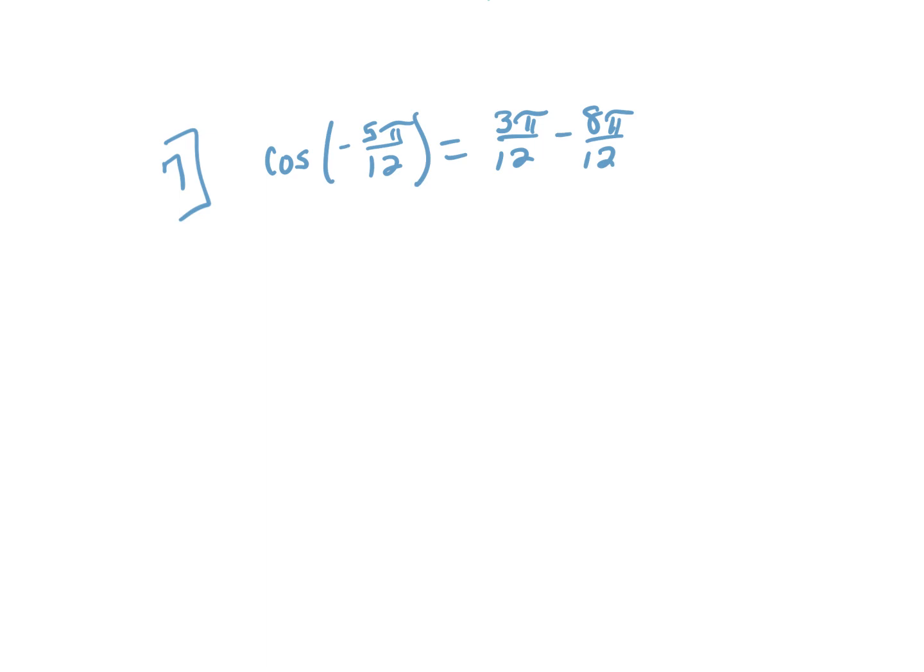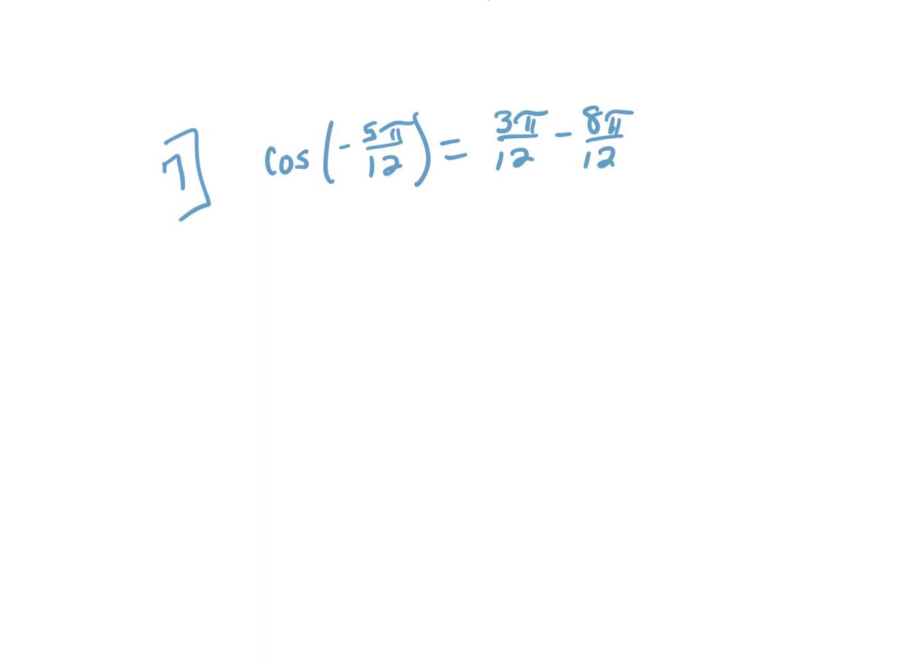All right, so let's look at one other example from the homework problems. And I'm going to talk you through that as well. So let's look at number 7 from the bookwork. And if you notice, it asks for the cosine of negative 5 pi over 12.